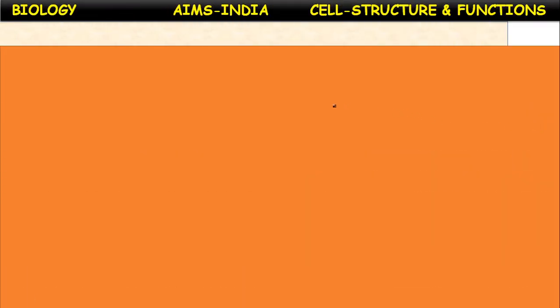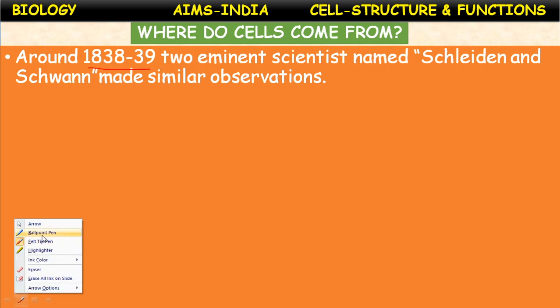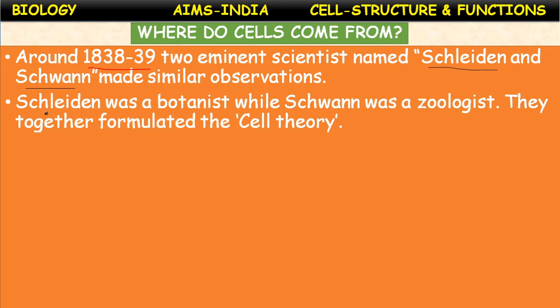So where do cells come from? This is a very important thing. Around 1838 and 1839, two eminent scientists named Schleiden and Schwann independently made similar observations. Schleiden was a botanist, a person who studies plants, while Schwann was a zoologist who studied animals. They together formulated a theory called cell theory.